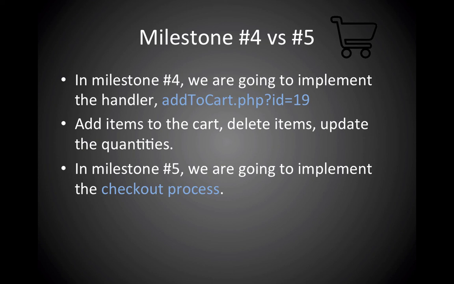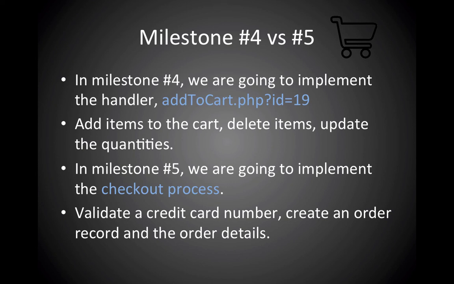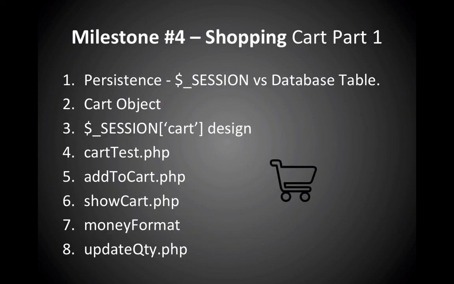So in milestone 5, we're going to have a checkout process. And so that process will include validating a credit card number. We'll create a record called the order and then the order details. So 5 will be a little bit more like extending from 4. So those are the videos we're going to be taking a look at for this milestone. We've already talked about number 1. So we'll go on to number 2 next, which will create an object called cart.